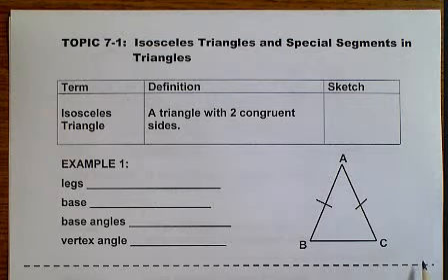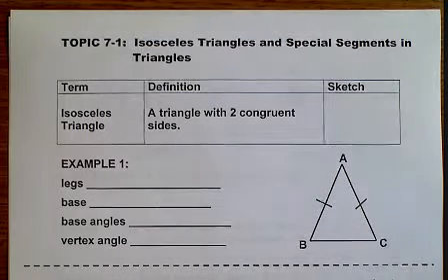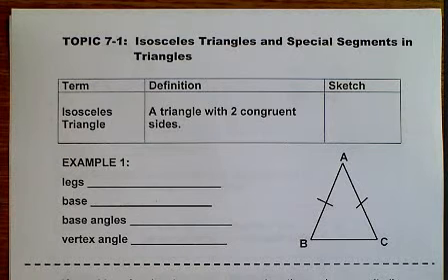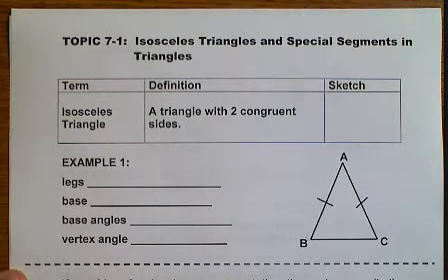Hello, this is Geometry, topic 7-1. We're going to talk about isosceles triangles and special segments inside of triangles. We're going to go ahead and start talking about isosceles triangles.